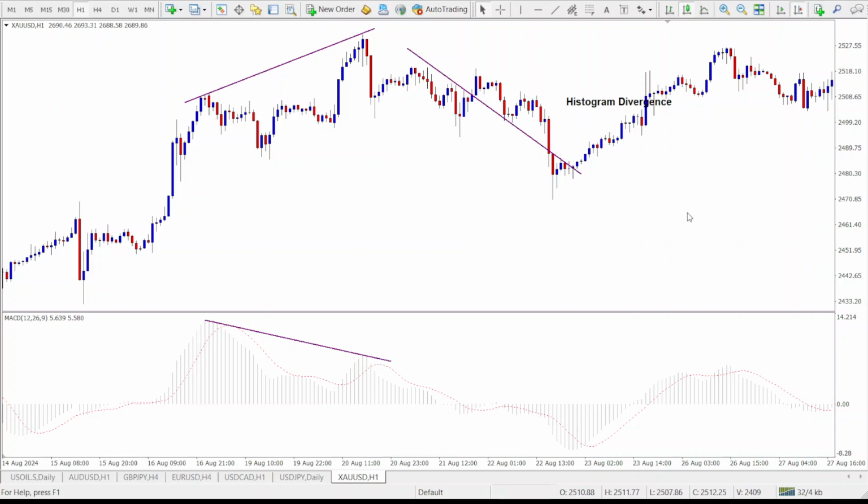And then when you talk about histogram divergence, you should also know the kind of situations where it is most effective. All right. So first of all, the effectiveness of histogram divergences can be seen when it comes to reversals. When it comes to trend reversal points, divergence is often an early signal of a trend reversal.